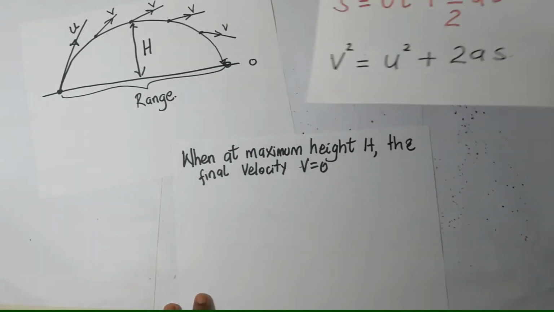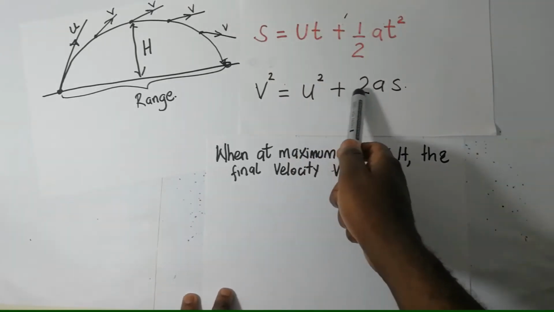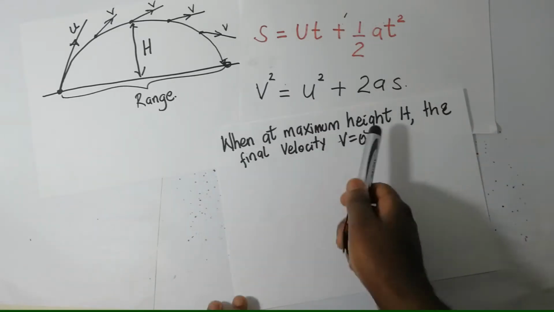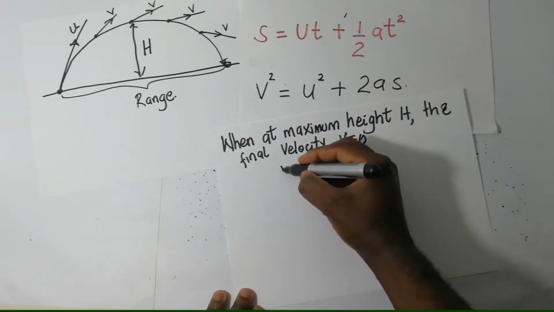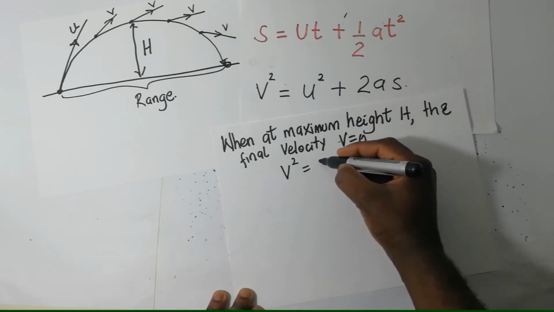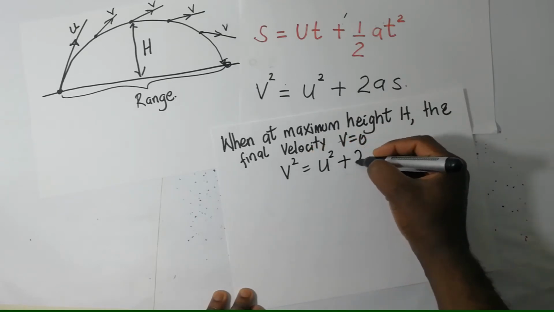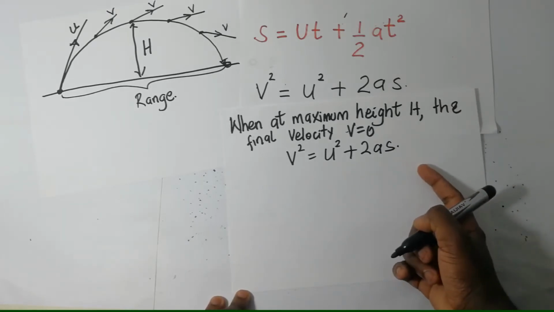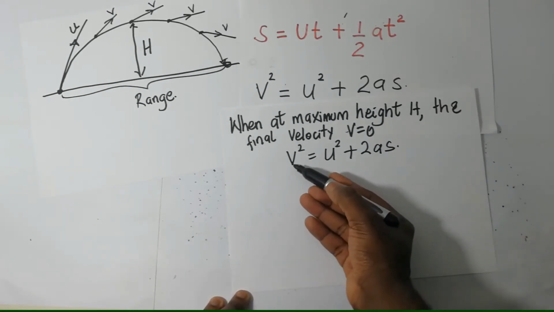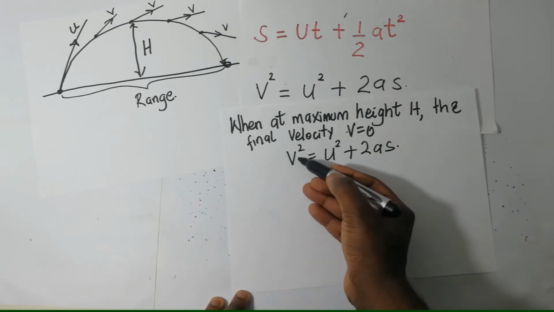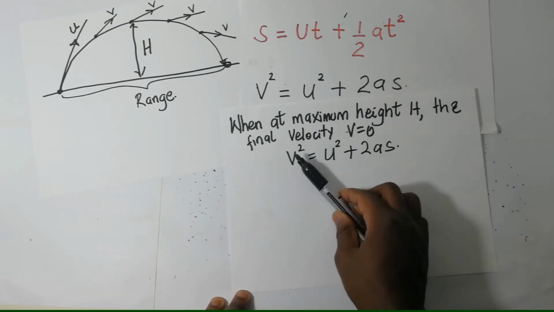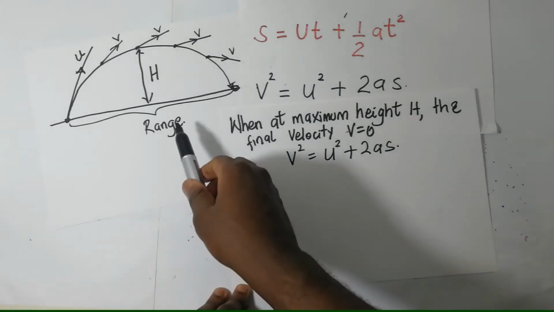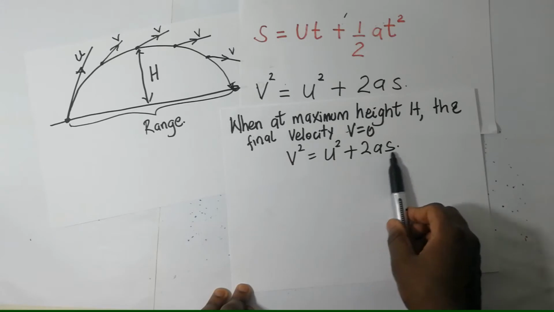So let's get to the third equation of motion. v squared is equal to u squared plus 2as. That is the third equation of motion, and we are saying that at maximum height, this value of v is equal to 0. So when this value of v becomes 0 at maximum height, in the context of that projectile motion, what becomes of the rest of this?